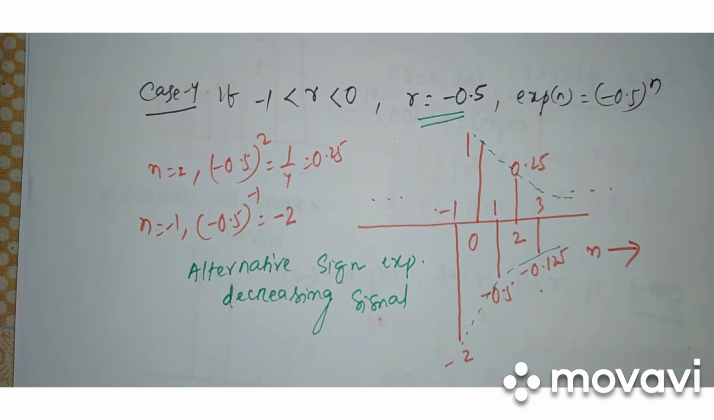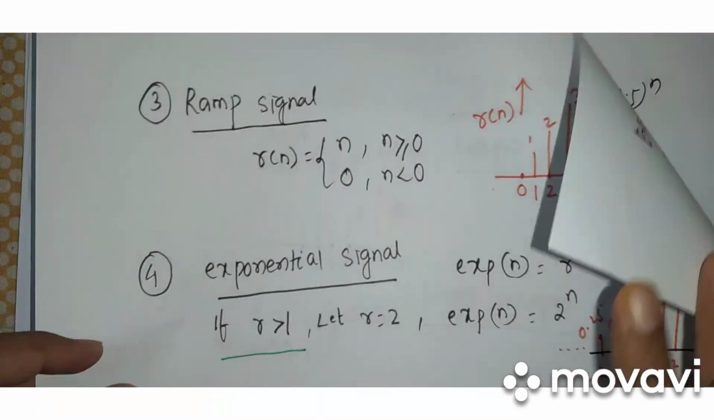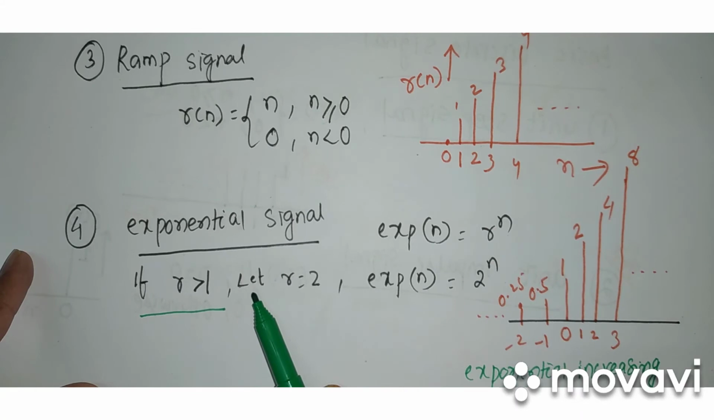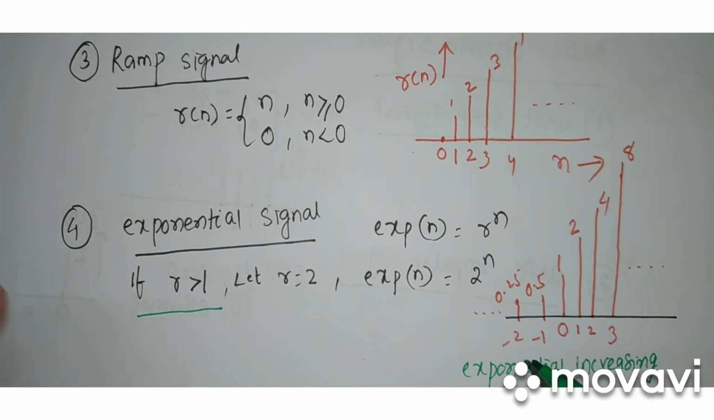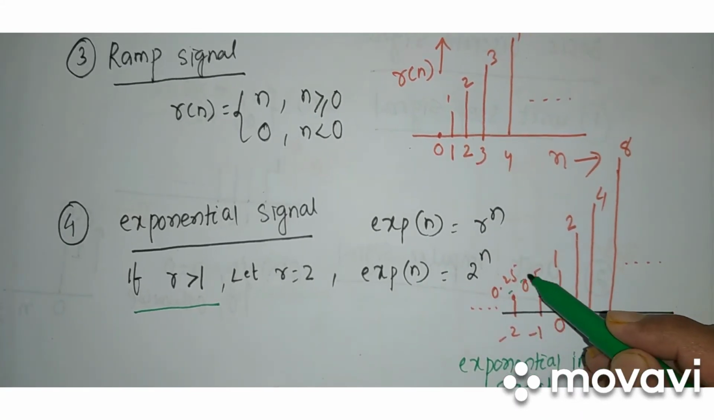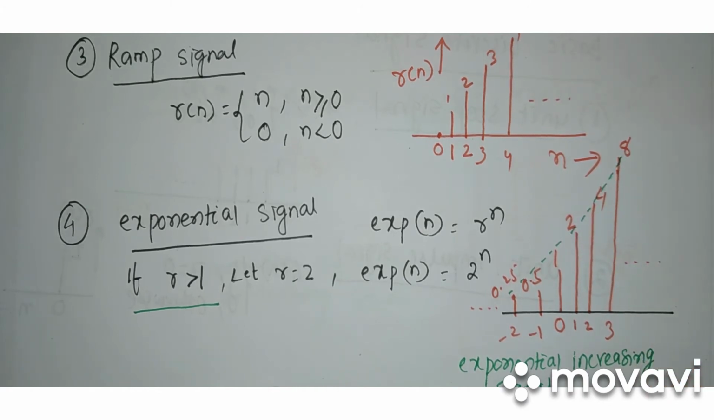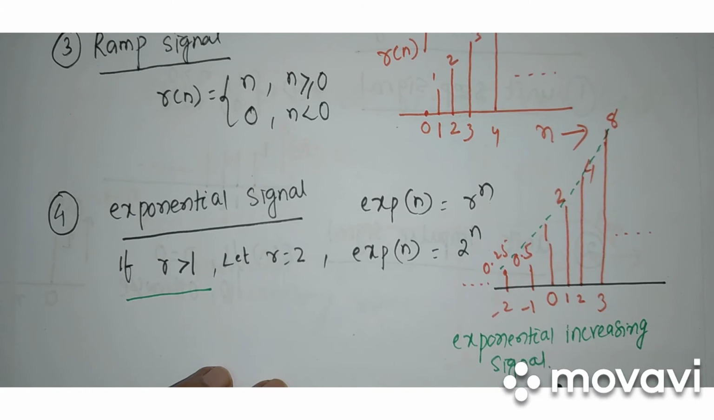Already we discussed, yes or not? We are getting 4 cases. First case: if r is greater than 1, then it is increasing. That's why it is an exponential increasing signal.